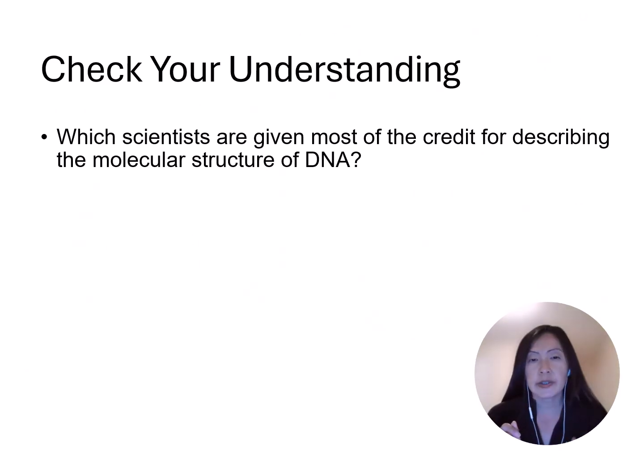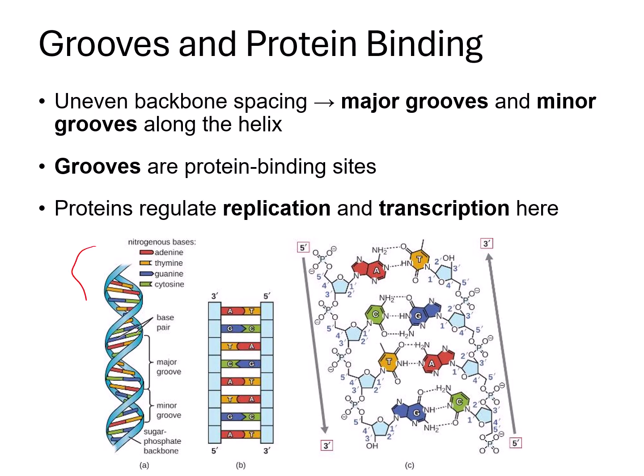So the scientists that are given most of the credit for describing DNA, most people think of Watson and Crick because they proposed that double helix model in 1953. But remember, they built on previous scientists' data, like the X-ray diffraction data from Rosalind Franklin and R.G. Gosling. But Watson and Crick ultimately combined all of that information to define that anti-parallel double helix structure with complementary base pairing.